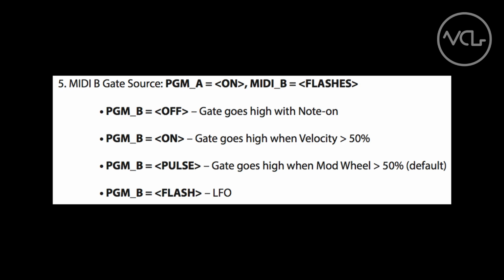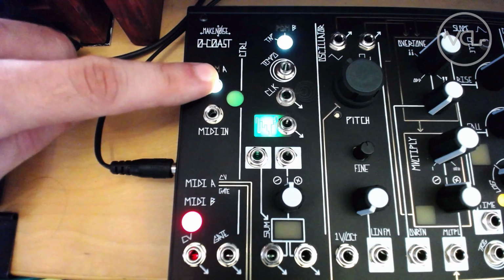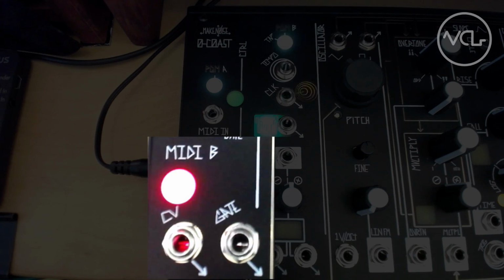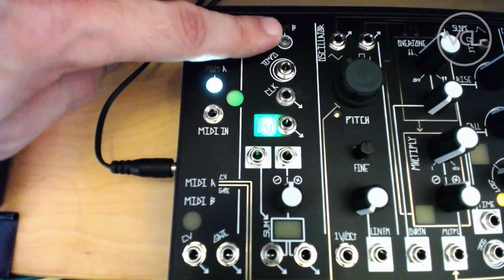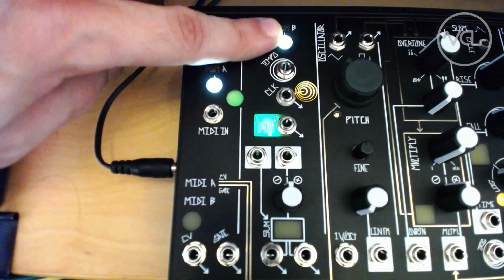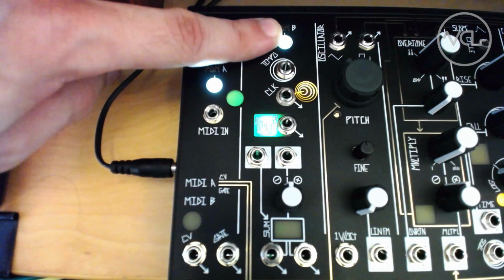The next page, the MIDI B gate source page, is indicated by the illuminated Program A button and a flashing MIDI B light. Again, the flashing Program B button will indicate that the square wave LFO is selected to output from the MIDI B gate output.